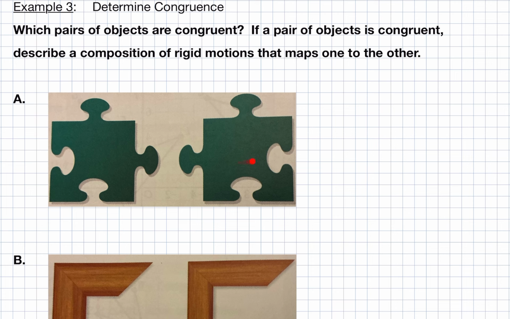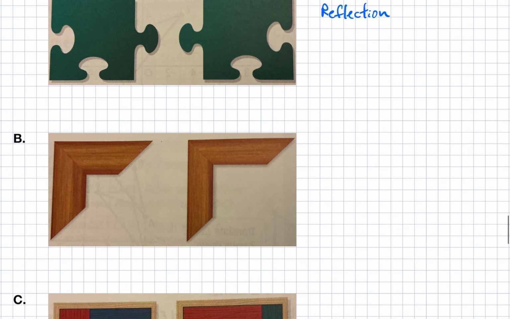Both these puzzles look like they're similar. Hopefully we can see that if we reflect it across this vertical line, so if you picture this piece being flipped over to this side, this becomes a mirror image, and the rigid motion is a reflection. So the pairs of objects are congruent, and the rigid motion is a reflection. Let's move on to B.